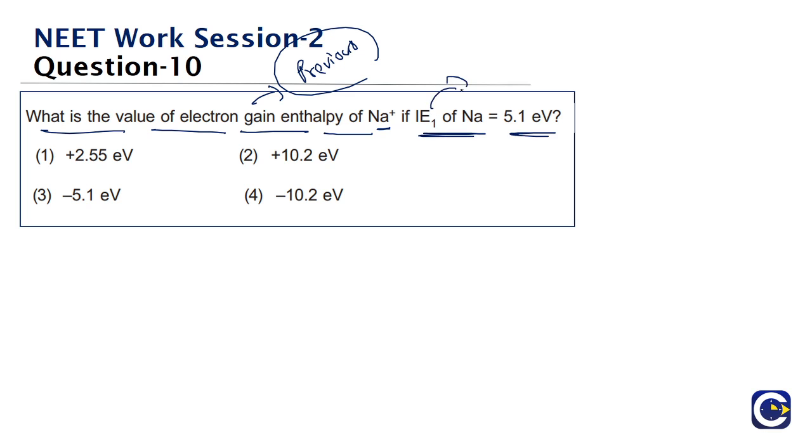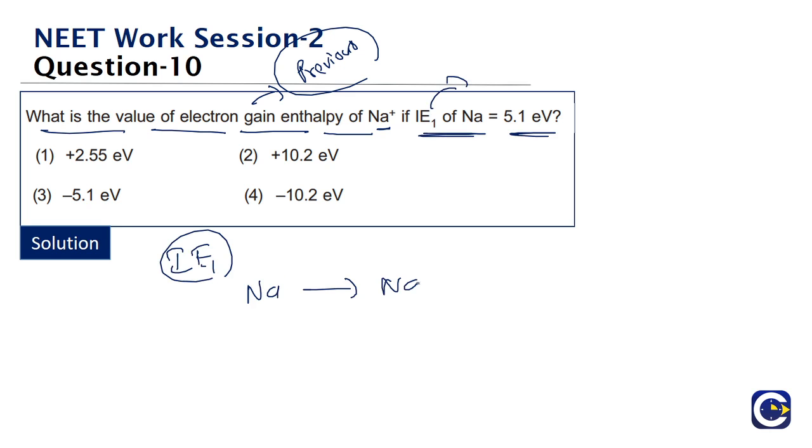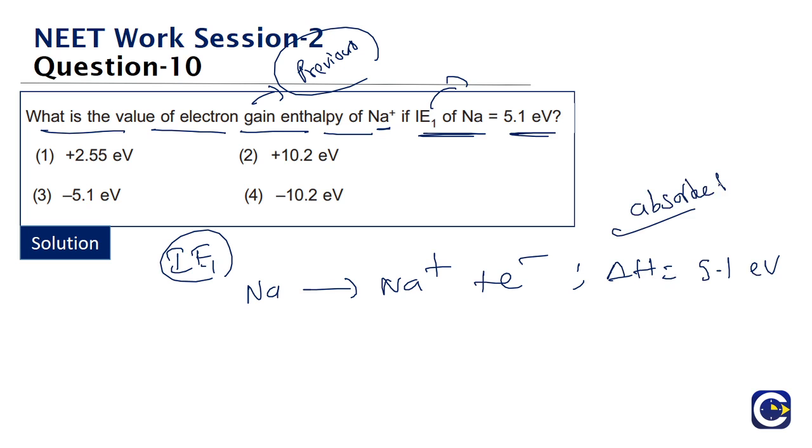IE1 of sodium means the first ionization energy of sodium. This is a technical question. What does IE1 represent? First ionization energy means when we remove one electron from sodium to form Na plus, there is an energy exchange. In the thermodynamics chapter, we will call it enthalpy change. For this, the enthalpy change is 5.1 electron volt. A positive value means this much energy is being absorbed, because ionization energy means we have to supply energy. That process absorbs that much energy.